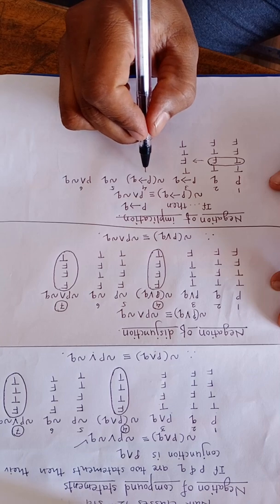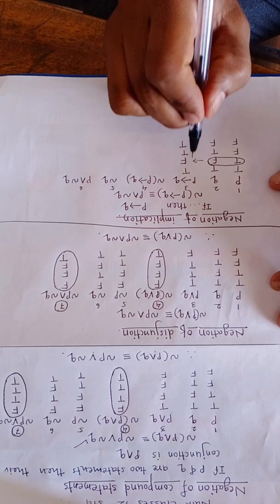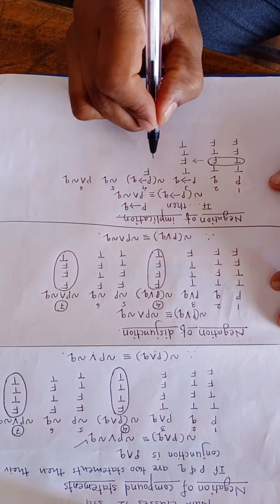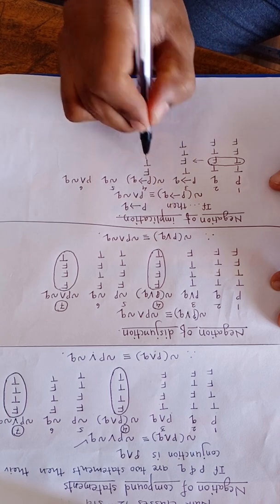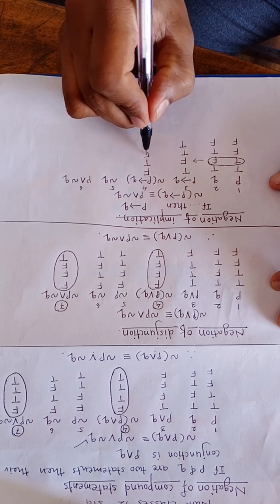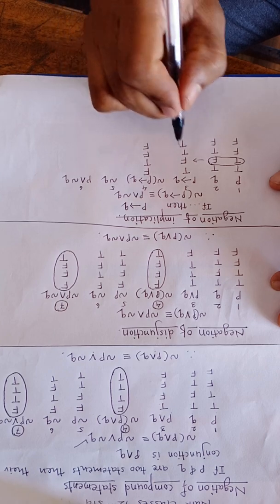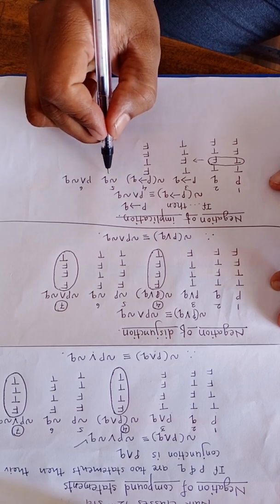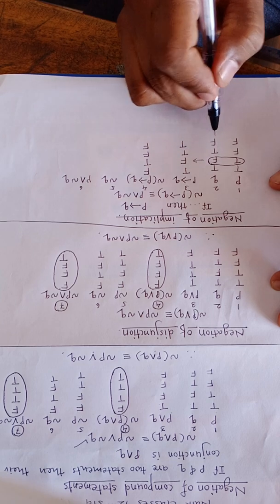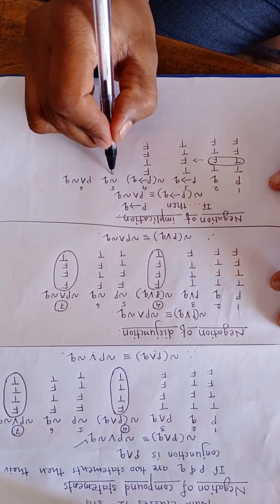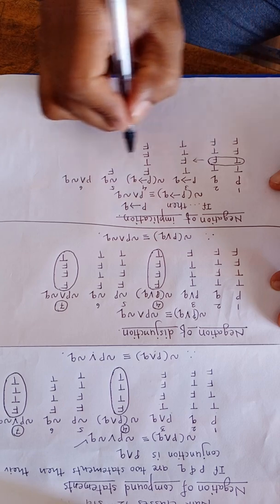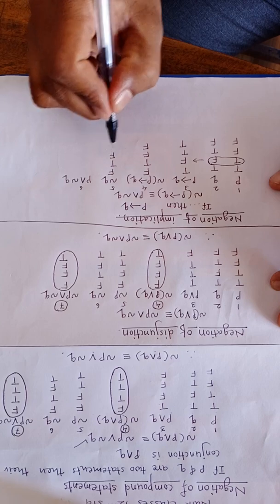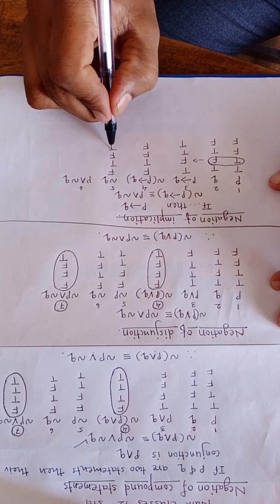Now, what is the negation of P then Q? That is the opposite meaning of P then Q. If statement is true, its negation is false. If statement is false, its negation is true. False, false, true, true. That is the negation of P then Q. What is negation Q? That is the opposite meaning of the statement Q. If statement is true, its negation is false. If statement is false, its negation is true. True, false, true, false.